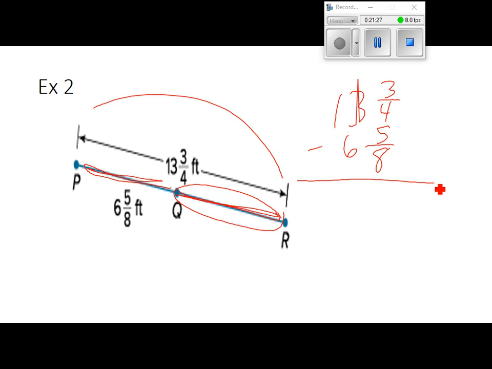What's the first thing we got to do before we can subtract with fractions? We've got to get a common denominator. Let's do this quick. 8 again, right? 8, 8. 4 times what gives us 8? 2. 3 times 2 is 6. What happens with the bottom? Nothing really hard about that, just extra work.